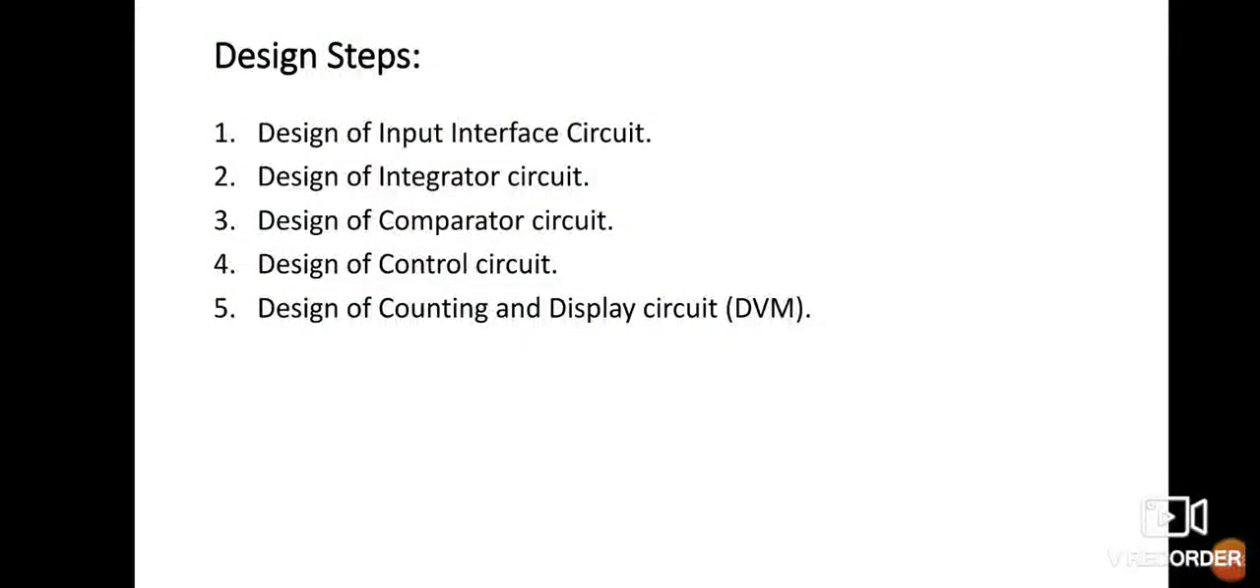These are the steps given here. The design of the input interface circuit we have completed. Next is the design of the integrator circuit. Third is the design of the comparator circuit, then the design of the switching and control circuit. And the last step is the design of the counting and display circuit, which is replaced by one single block, the 3.5 digit DVM. There is no necessity to draw the complete internal diagram of the counting and display circuit. Instead, we can replace it by a single block which shows the count up to 1999.